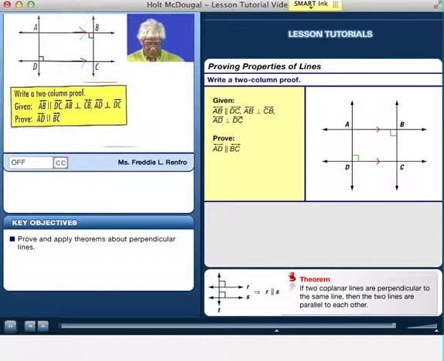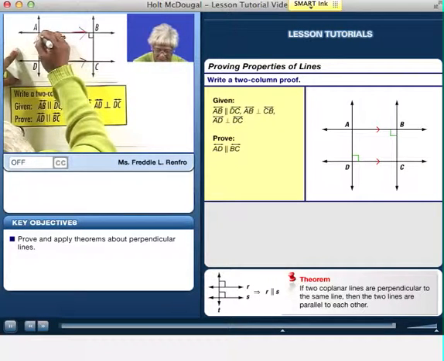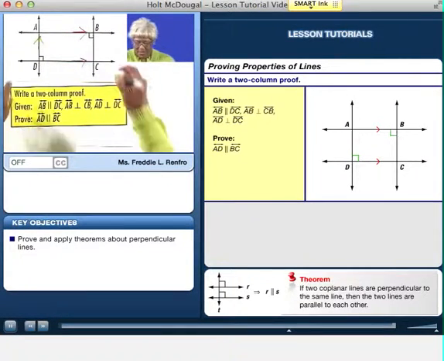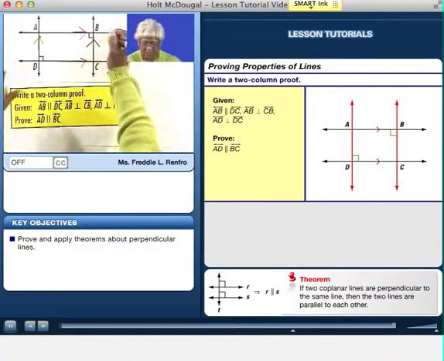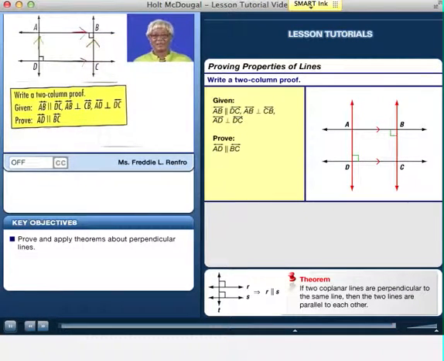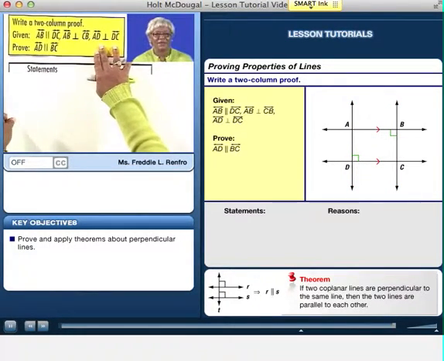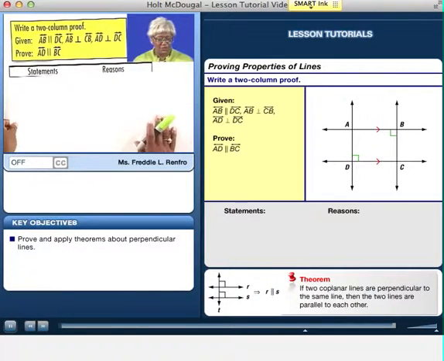What are we trying to prove? We're trying to prove that line AD, which is here, the green, is parallel to BC. Okay? Alrighty. Let's get started. One of the very first things in a proof, I always like to go back and revisit the given, and it's usually the first statement in the proof.